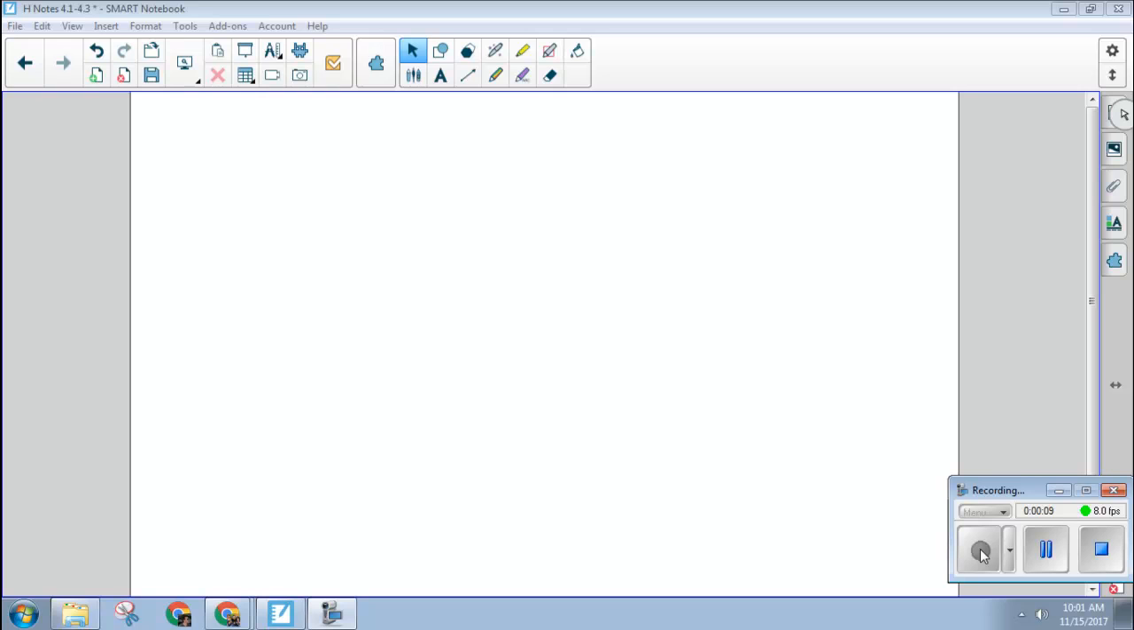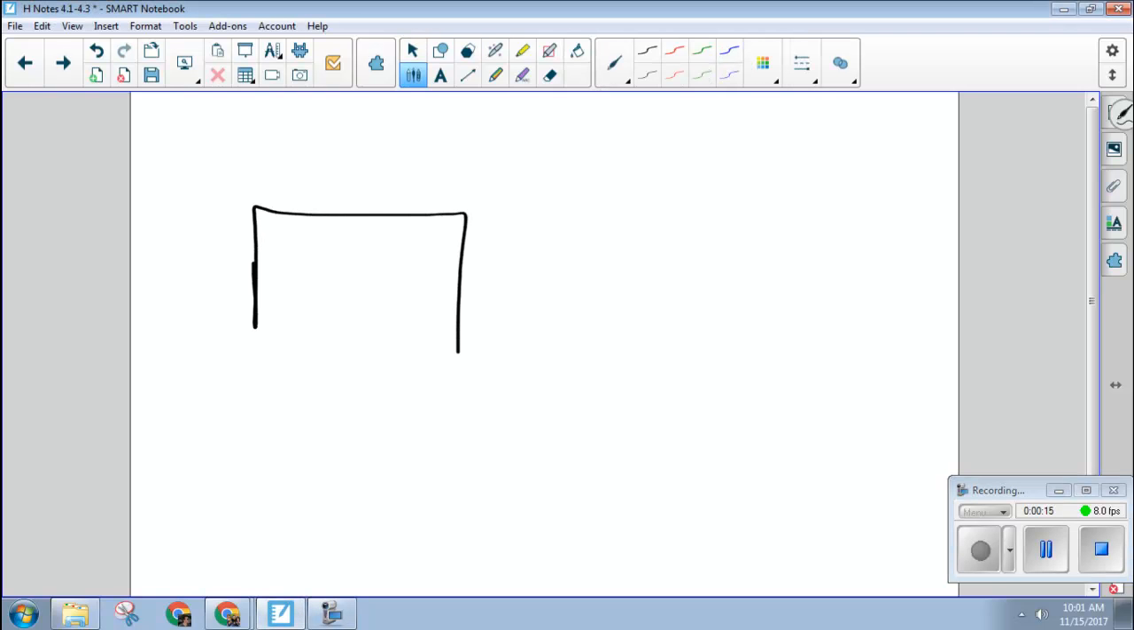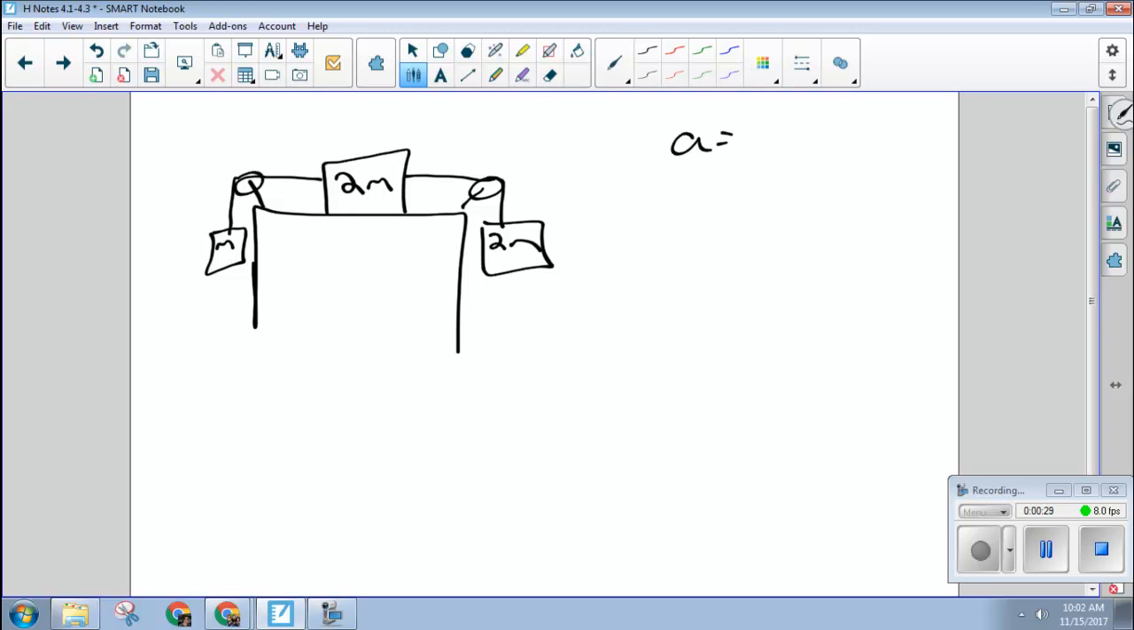All right, so I've seen 2 different ways to do number 7. You've got this crazy pulley system where you've got a box on the table, and then a box hanging from this side, and then a box hanging from this side. All right? And you're told that the whole thing accelerates at 0.5 meters per second squared.